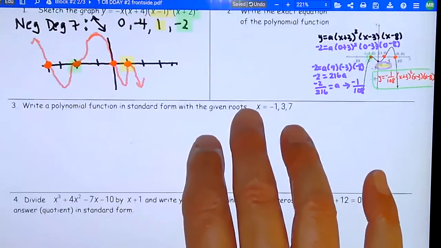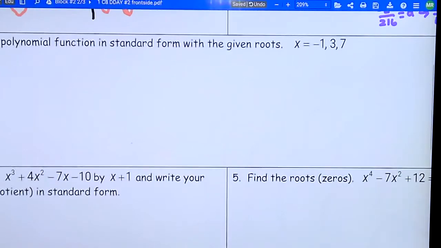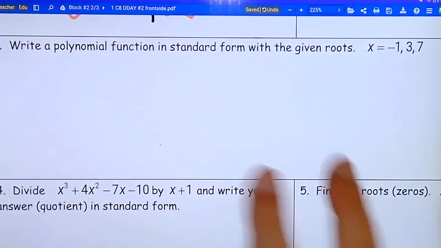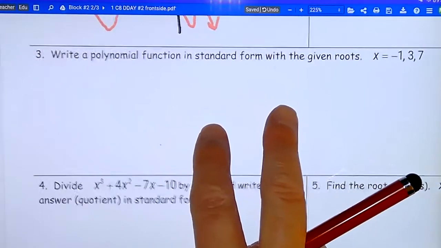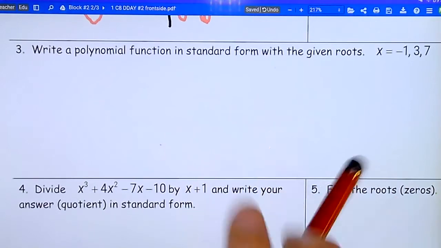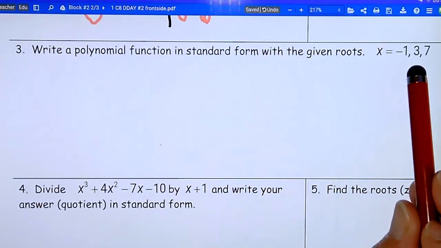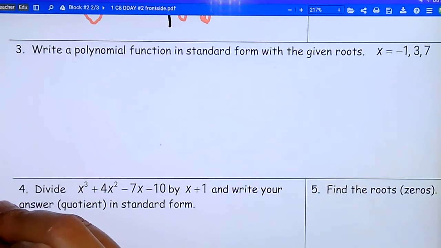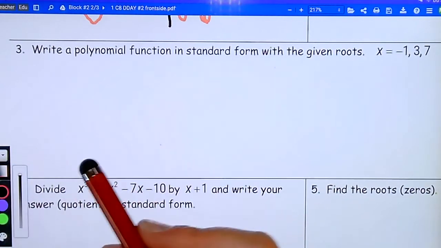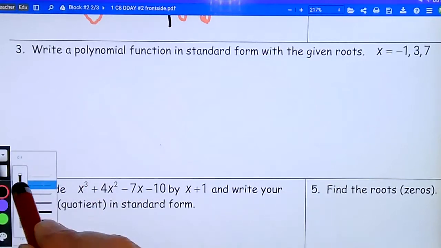So on number 3, we're going to be doing this in standard form. That means we need to multiply it out and not leave it in factors. So we have a -1, a 3, and a 7. Not asking us for exact. They did not give us any other point to test it with.